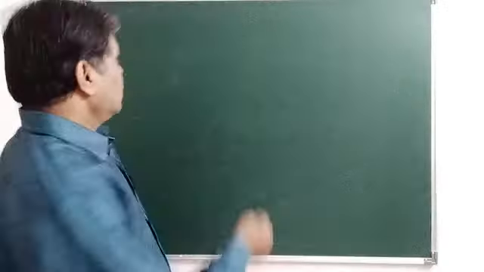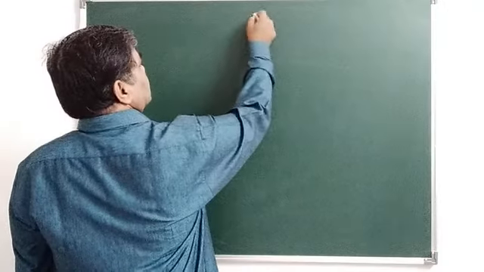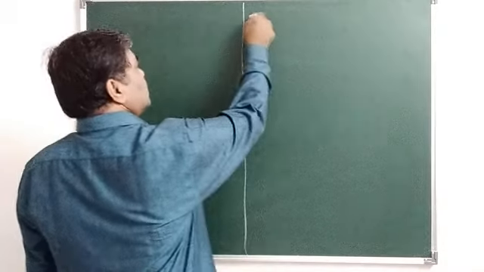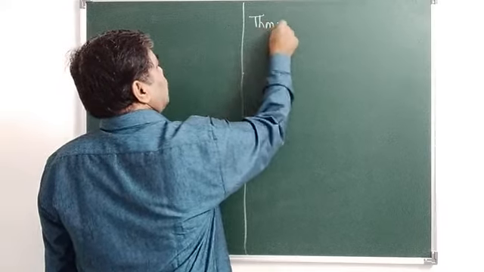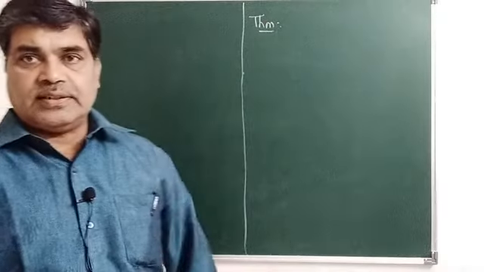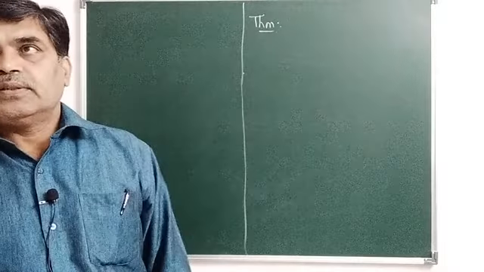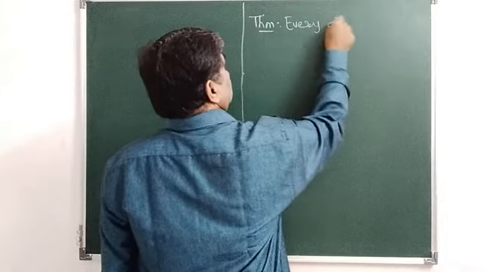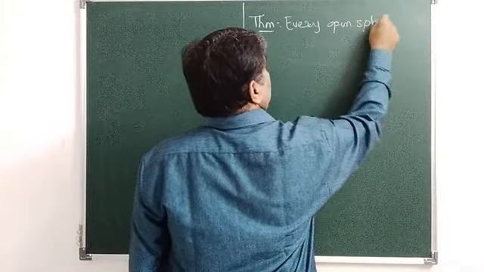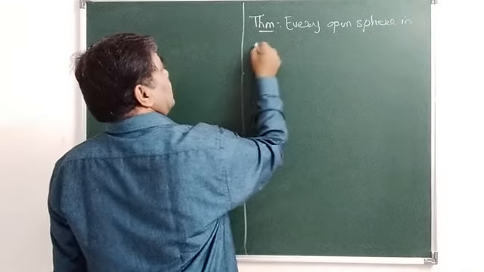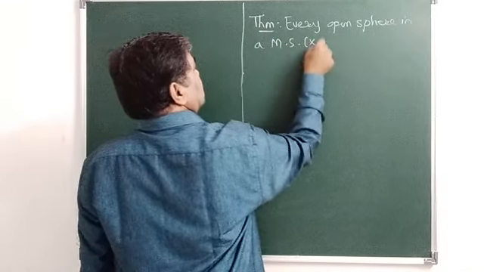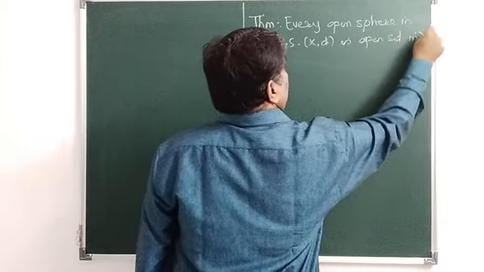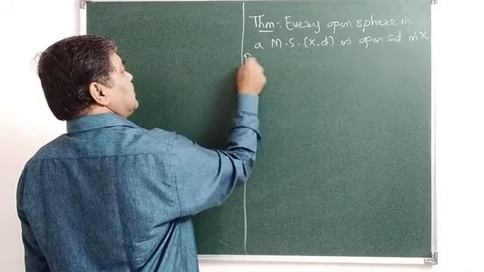So our first theorem about open sets, today's first result: every open sphere is an open set. Every open sphere in a metric space (X, d) is an open set in X. Okay, so we'll prove this.